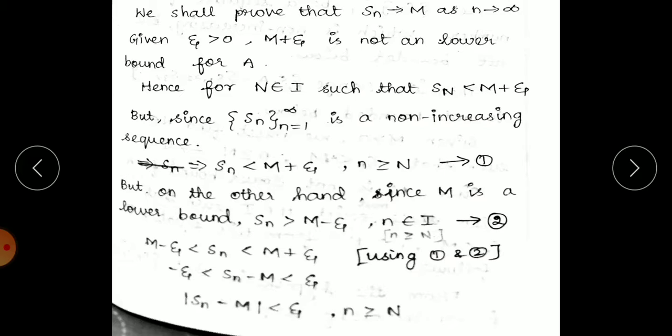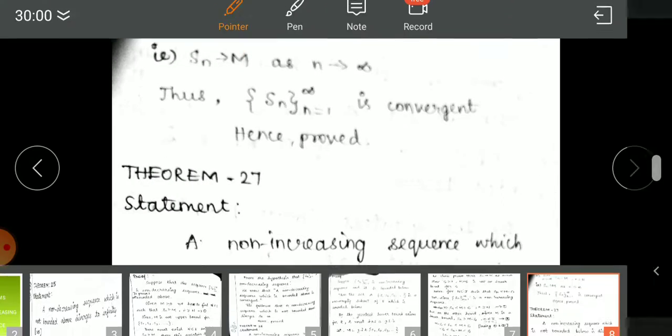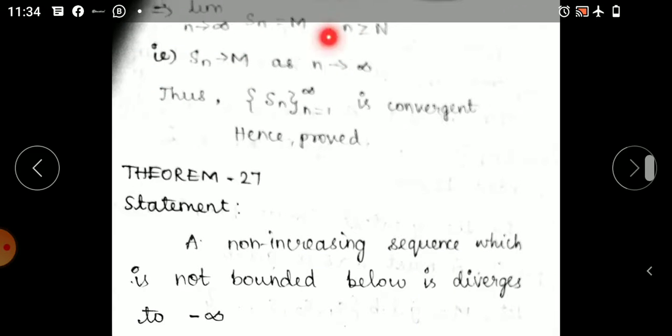Therefore, by the definition of the limit of a sequence, the modulus of Sn minus M is less than epsilon. So the limit as n tends to infinity of Sn equals M. So the sequence has a limit M, so it is convergent as n tends to infinity. Hence proved. Okay girls, so that is also an important theorem. So please practice the theorem well.